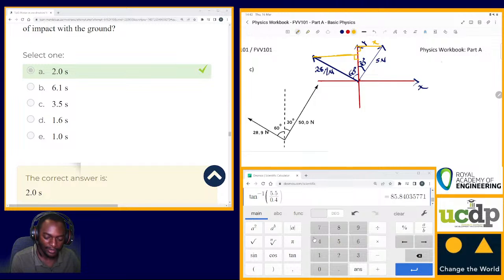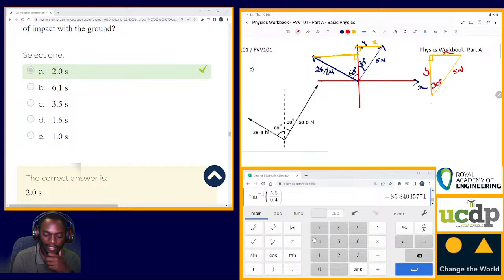So I'll have to redraw this triangle here. This is our right angle. This is our 5 newtons, and this is our y, and this is our x, and this is our angle 30. That is our angle 30 degrees, right? Then let's look for x. So as you can see, x is on the opposite side and y is on the adjacent.